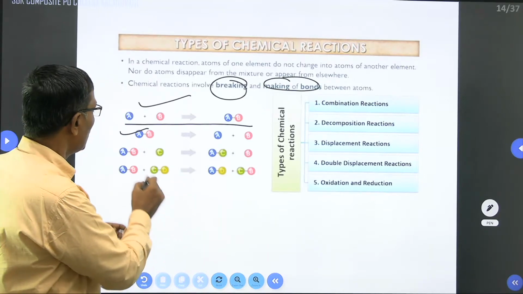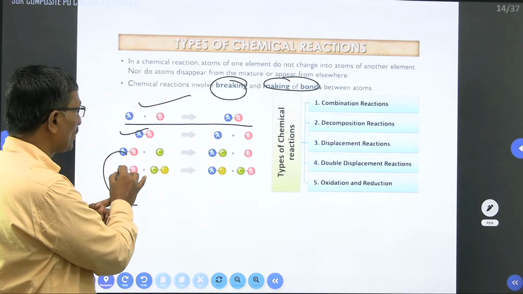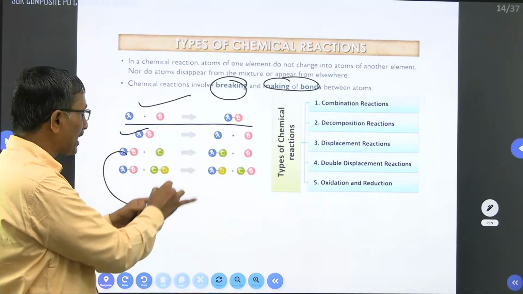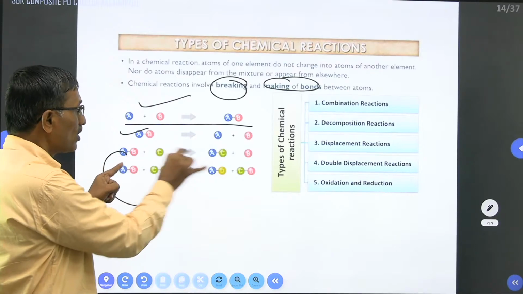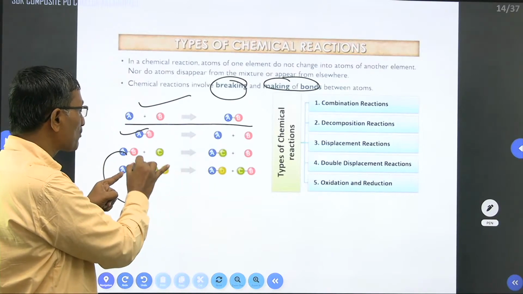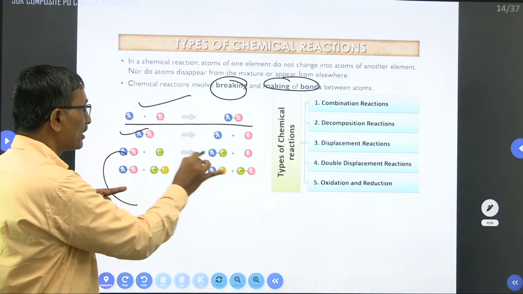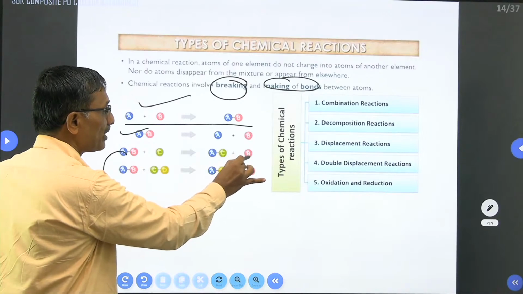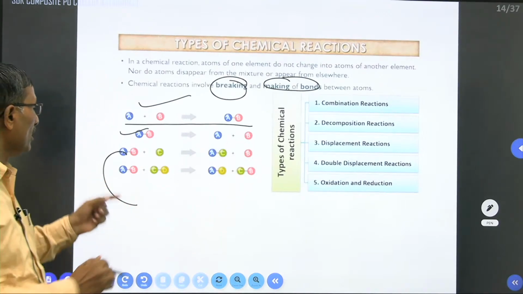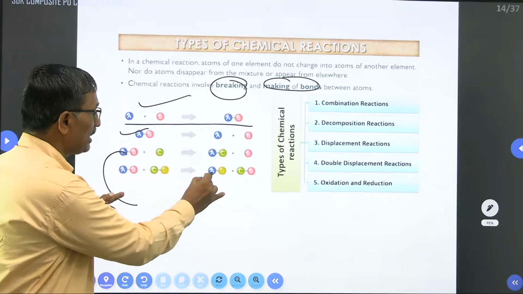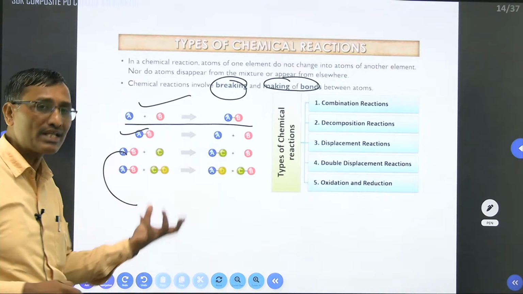Here, this is known as a displacement type of reaction. This is a compound or a molecule. When an atom of an element reacts with this molecule or compound, displacement of which atom happens? B from this compound takes place, giving rise to AC plus B. This is an example of a displacement type of reaction. Here AB plus CD gives AD plus CB. This is known as a double displacement type of reaction.